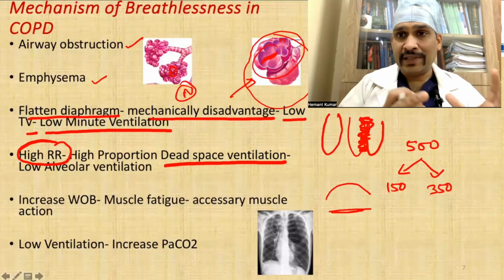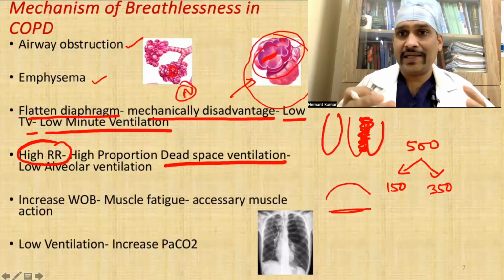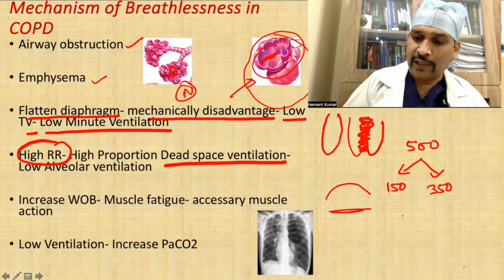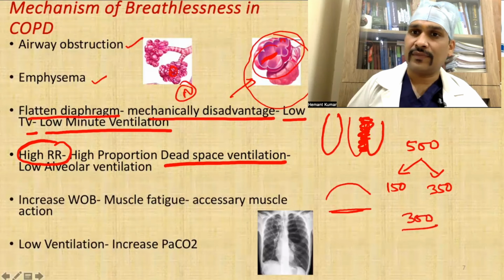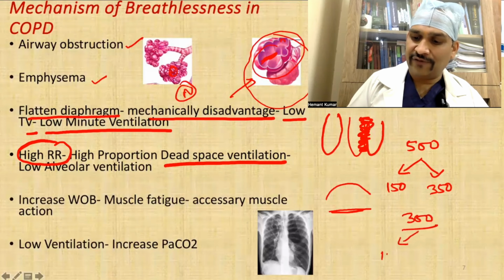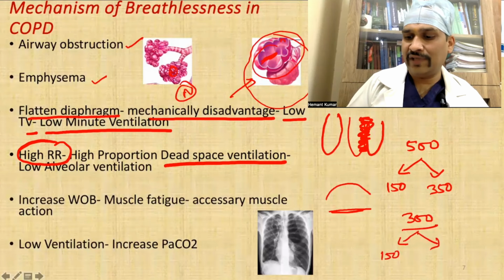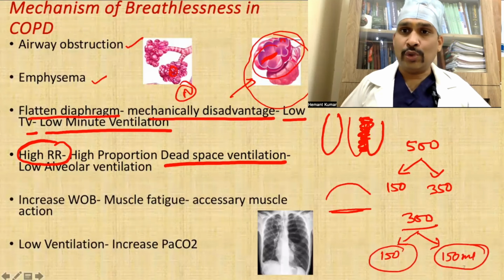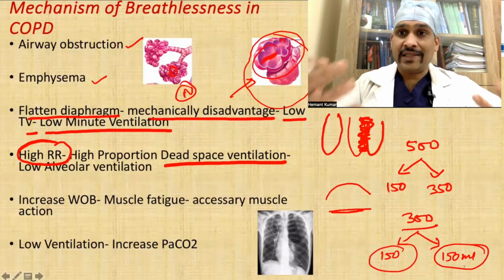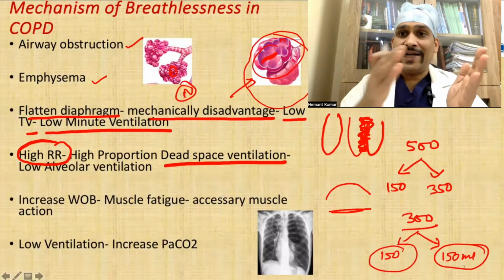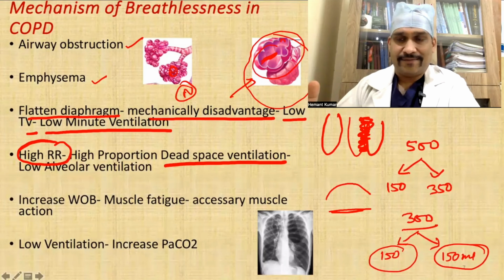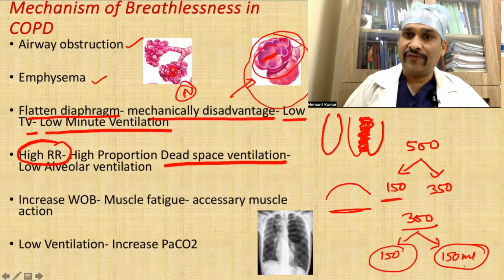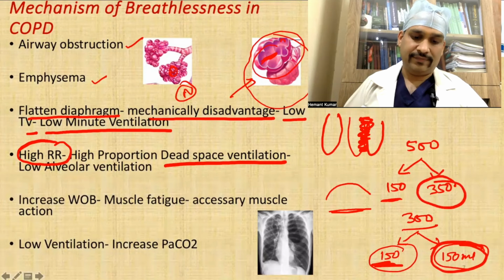But when respiratory rate is high, it means the patient is getting low tidal volume. Now tidal volume is 300, and dead space ventilation is 150. So how much alveolar ventilation will remain? 150 ml. So you can understand that by decreasing tidal volume, the dead space fraction increases. Here it is 150, here it is also 150. But you can see the reduction in alveolar ventilation.